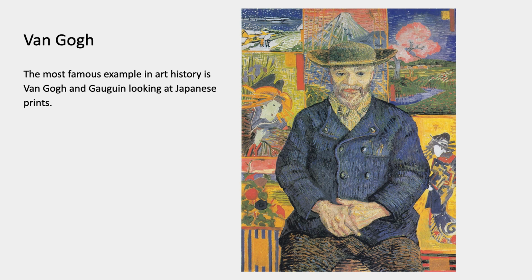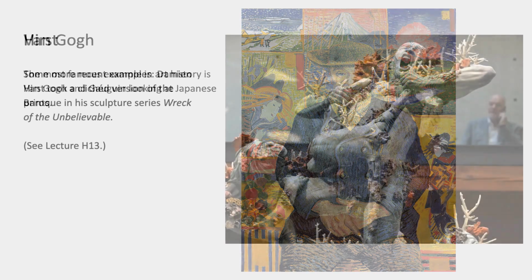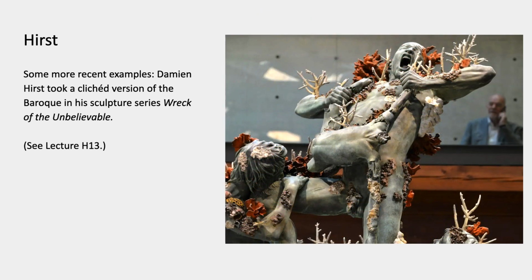So even though this is sometimes taken to be a kind of approach between, in this case, Japan and French art of the 1880s and 90s, it's also just an example, a more typical example, of a kind of remaking, reinvention, not a scholarly appropriation. I've mentioned Damien Hirst with his clichéd versions of the Baroque in a sculpture series that he called Wreck of the Unbelievable, that don't have very much to do with the Baroque. They have to do with the early 21st century idea of the Baroque.